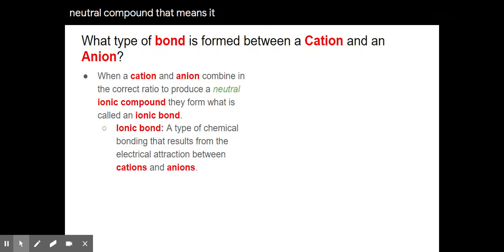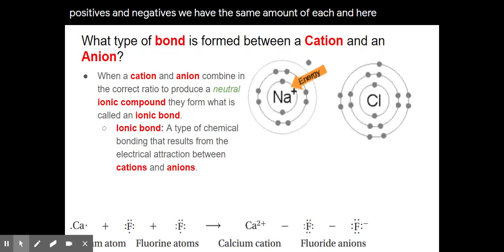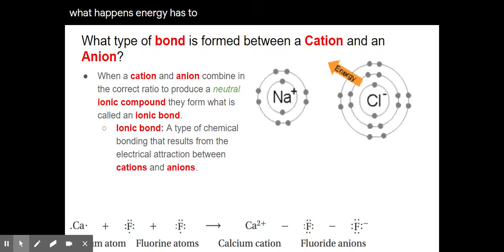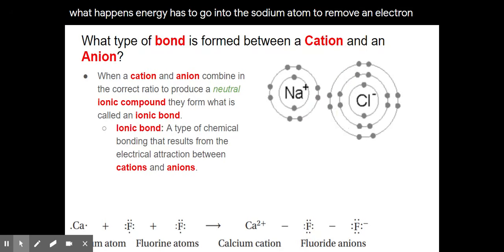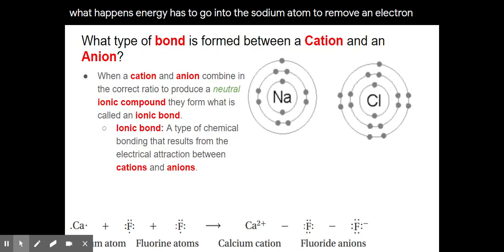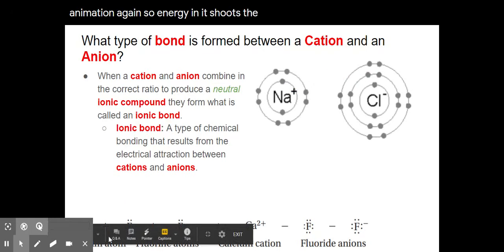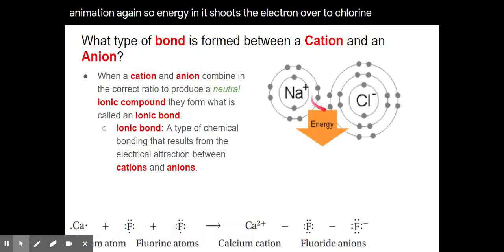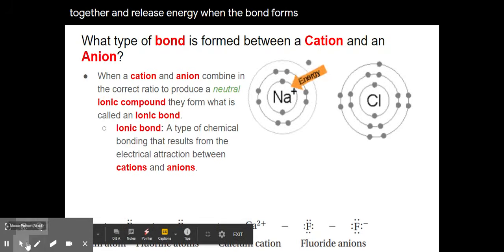That means that there's no more imbalance between the positives and negatives. We have the same amount of each. And here we can see what happens. Energy has to go into the sodium atom to remove an electron. If we watch this animation again, so energy in, it shoots the electron over to chlorine. They come together and release energy when the bond forms.